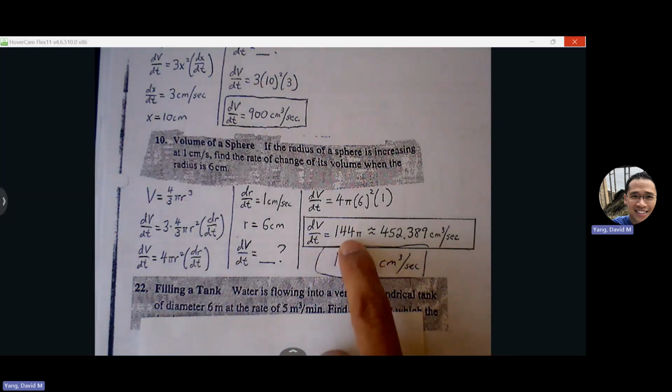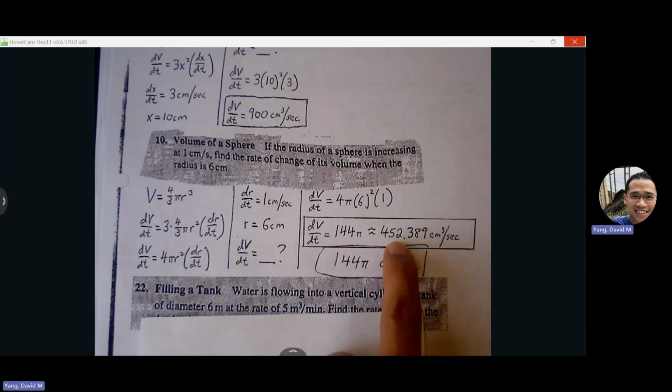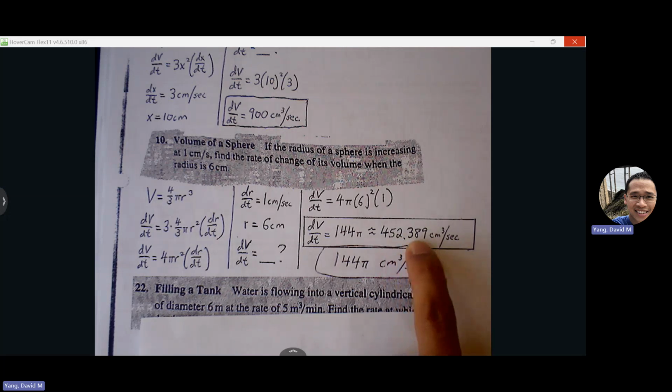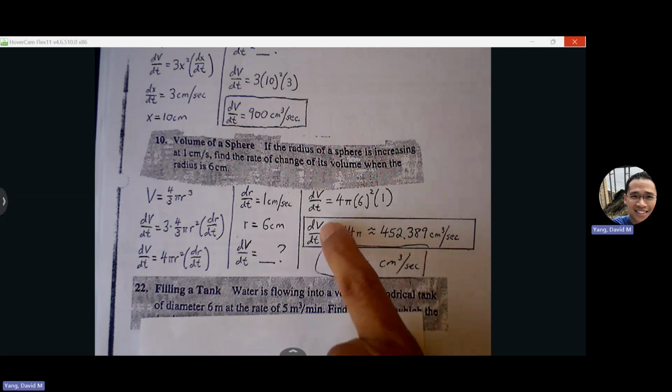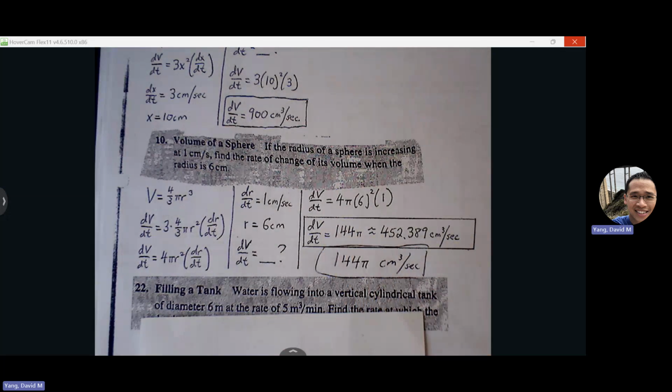I got 144 pi. I would prefer to leave it in that form. I think maybe the only time that you would want to get into a decimal is if it was a multiple choice question. They're trying to get you to match with one of their choices. If that's the case, then use the decimal version. Units of measure: volume is cubic centimeters, time is seconds, so cubic centimeters per second.